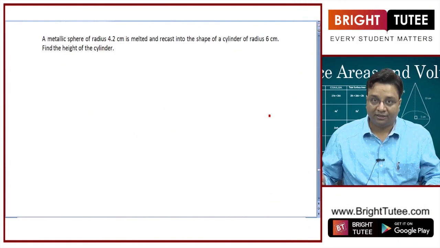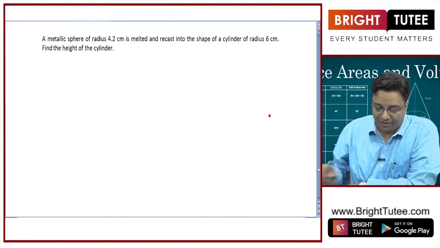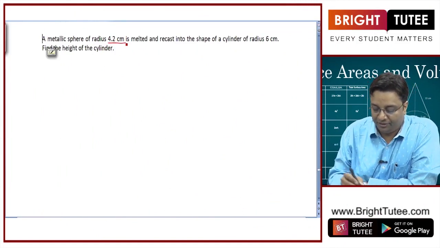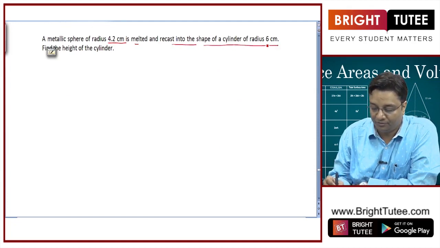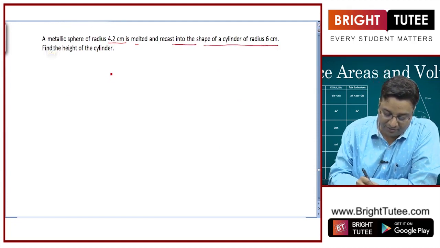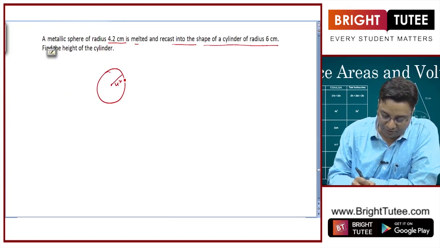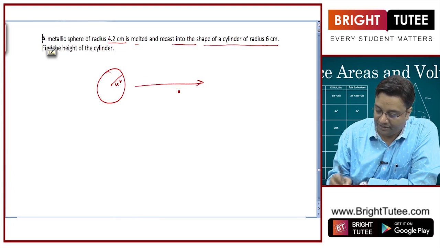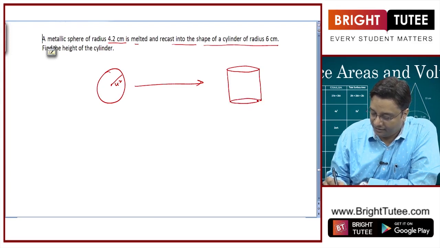Okay, let's move to this exercise here. A metallic sphere of radius 4.2 centimeter is melted and recast into a shape of cylinder of radius 6 centimeter. So there is a metallic sphere and it has got radius 4.2 centimeter. It is melted and recast into a cylinder with radius 6 centimeter, and we need to find its height. Let's say its height is h.